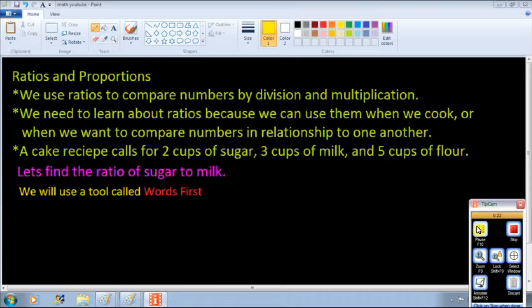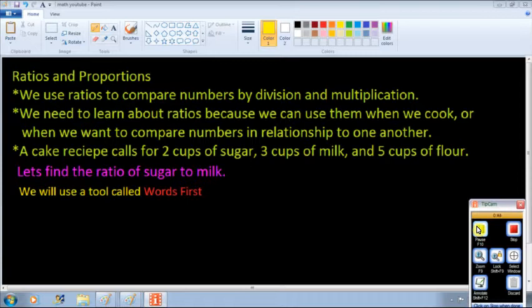For example, a cake recipe calls for 2 cups of sugar, 3 cups of milk, and 5 cups of flour. Well, what if I want to know some ratios from this recipe? So let's go ahead and find the ratio of sugar to milk. Well, how do I do that? Well, we like to use a tool called Words First.